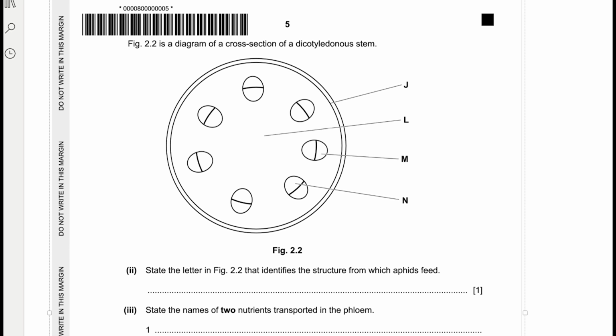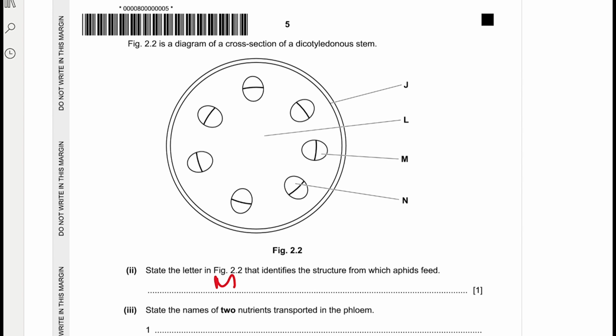Fig 2.2 is a diagram of a cross section of the dicotyledonous stem. Okay, so we can see the dicotyledonous stem has parts labeled J, L, M, N. And then the first question says, state the letter in Fig 2.2 that identifies the structures from which aphids feed. So definitely they are feeding from the phloem, alright? And the phloem is part M, so we are going to label this M here.